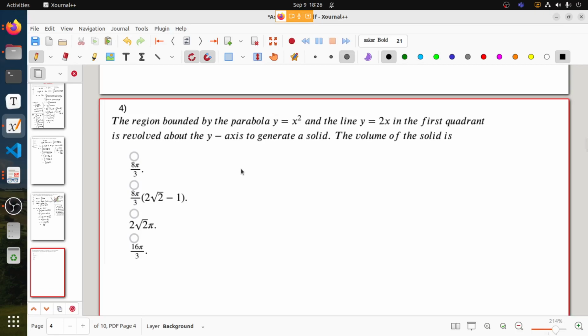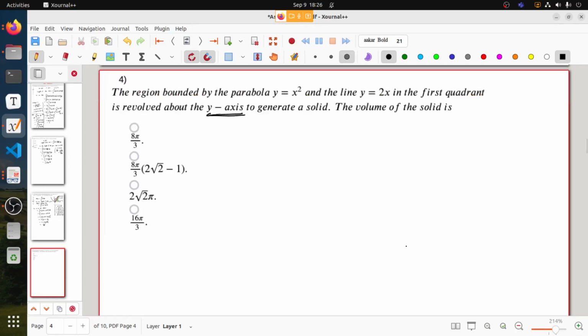It is the same, but now you have to revolve with respect to the y-axis. The region bounded by the parabola y equals x square and line y equals 2x in the first quadrant is revolved about the y-axis, right? So for that you have to find the volume. So again draw the diagram.